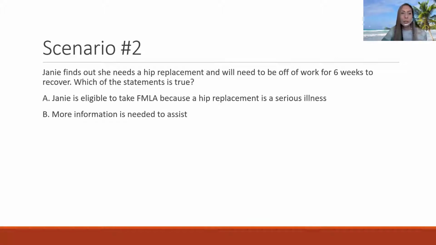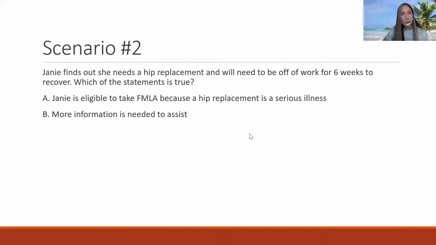So scenario number 2: Janie finds out she needs a hip replacement and will need to be off work for 6 weeks to recover. Which statement is true? A, Janie is eligible to take FMLA because a hip replacement is a serious illness, or B, more information is needed to assist in order to help her determine if she is eligible or not. So B is correct. More information is needed.